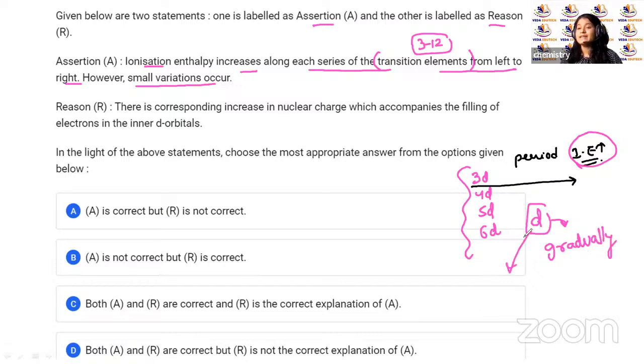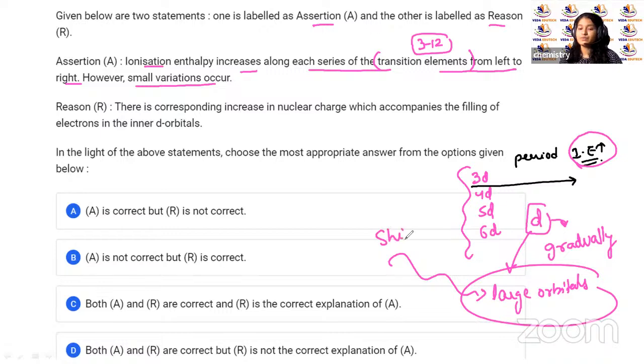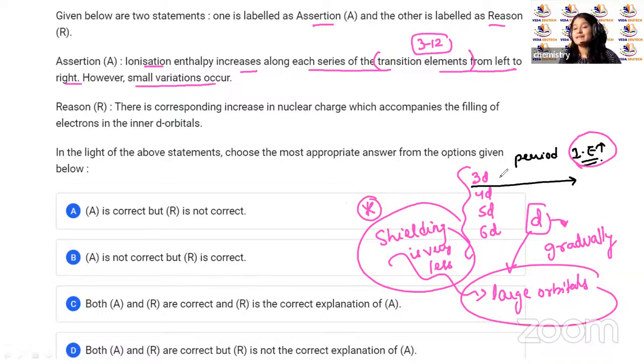As you know, d orbitals are large orbitals, and their shielding is very low. Because there is very little shielding, the ionization enthalpy increases, but not by much. We can see only a very small variation.